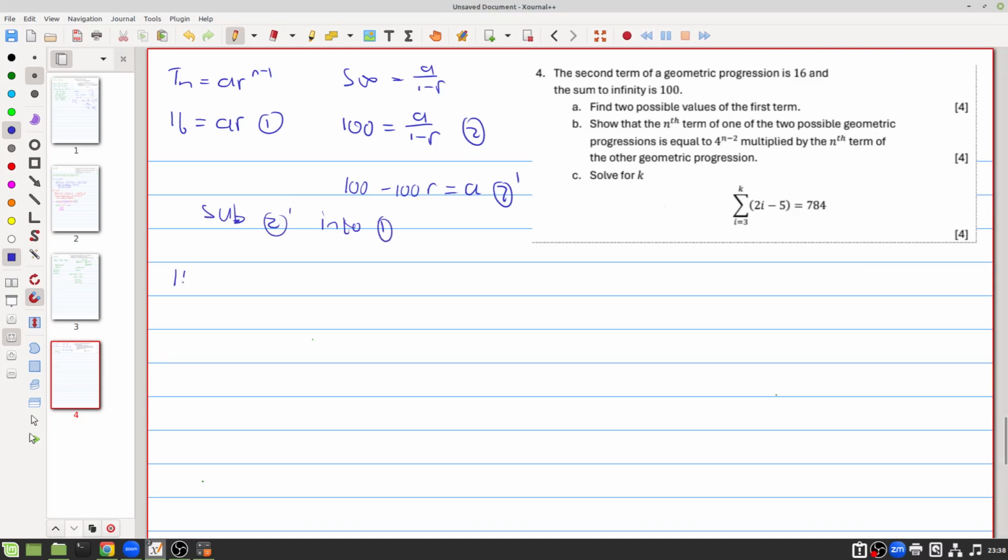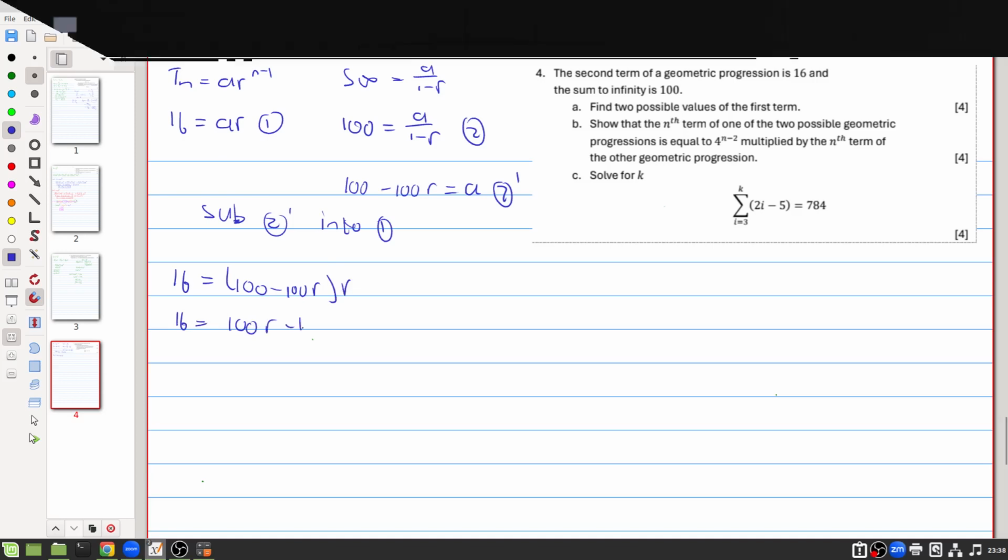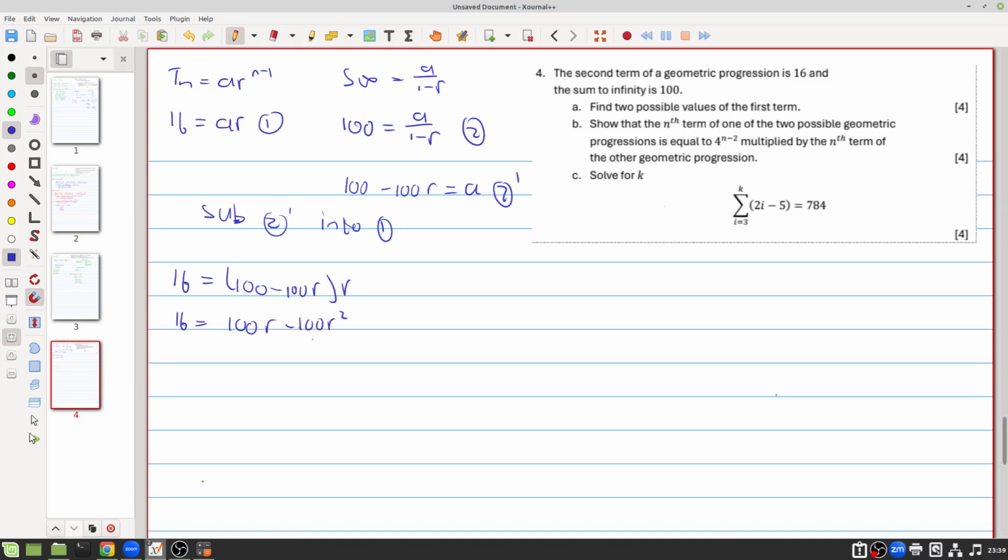Okay, so equation 1 is 16 equals a, but a is just 100 minus 100r, and then times r. Okay. So now we're going to multiply out. So we get 100r minus 100r squared. And I'm going to get everything to one side equal to 0 because it's a quadratic equation. So 100r squared minus 100r plus 16 equals 0.